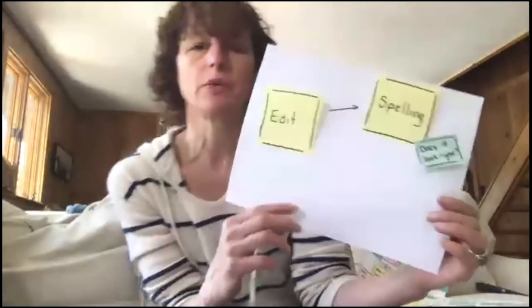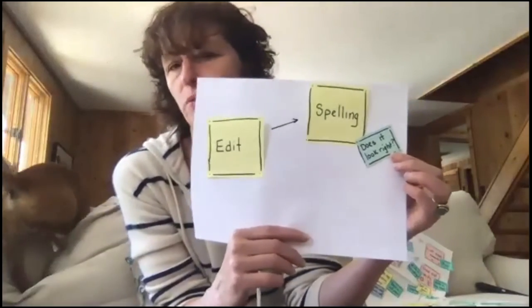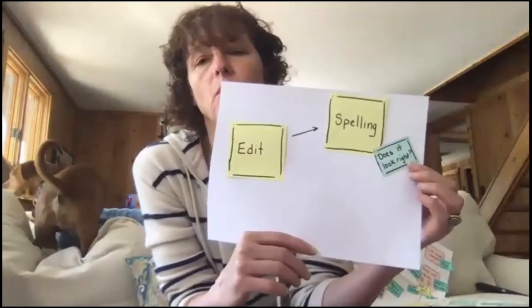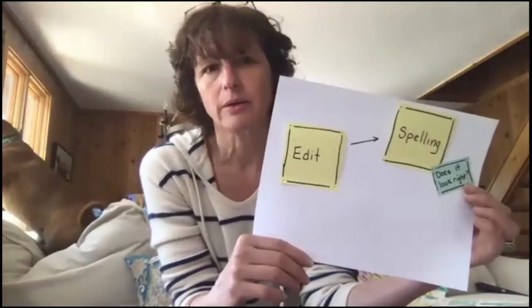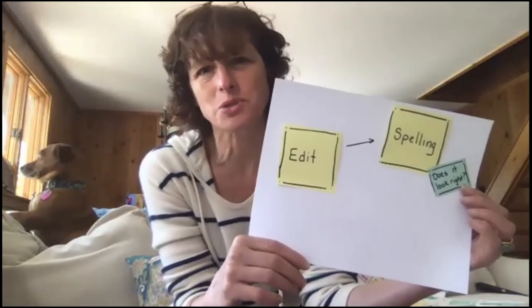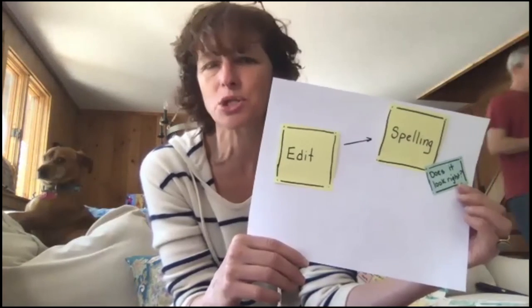So one strategy, writers, we use when we're trying to spell is, does it look right? And I want you to remember that we don't just think about, does it look right at the end of our writing. We do that when we edit, but we also, as we're writing, when we come across a word, we're like, doesn't quite look right. It's okay to then stop and just try and spell it in the margins.